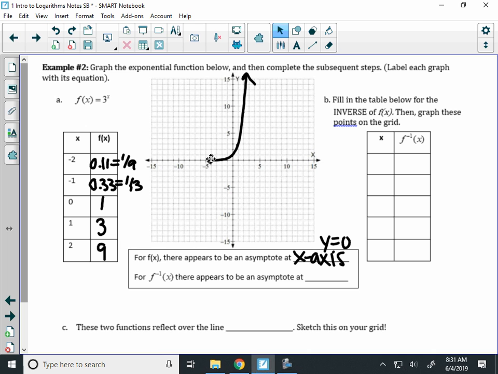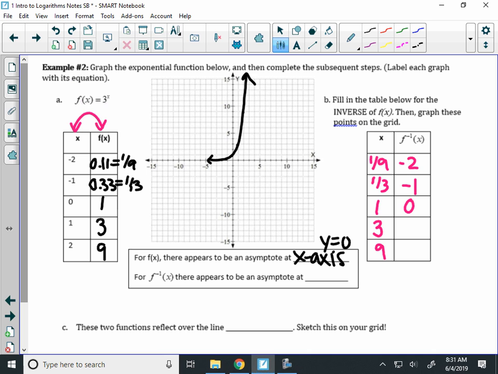I'm going to find the inverse now. Again, the inverse we get by flip-flopping the x and the y values. We switch them and then fill in our table. So our x's here will be 1/9, 1/3, 1, and 3, 9. And then my y values are the y values from my table, or the x values from my original table. And now I can plot some at (1/9, -2), (1/3, -1), (1, 0), and (9, 2).